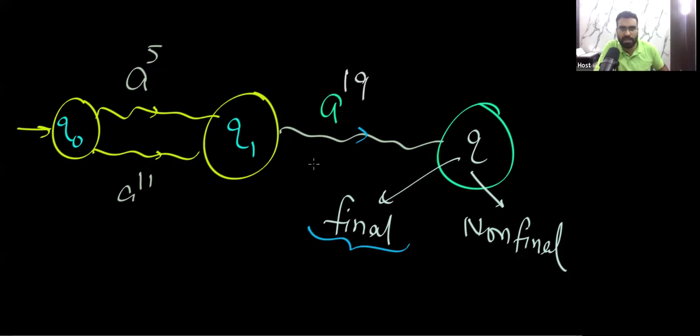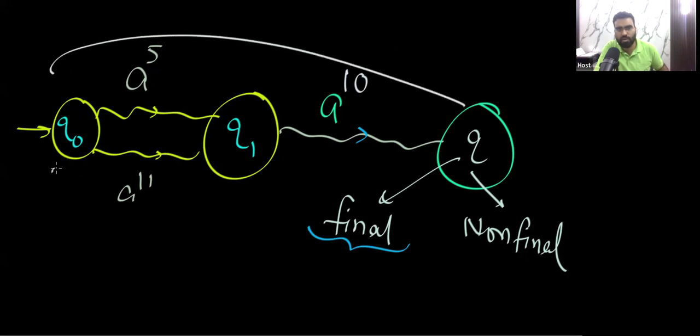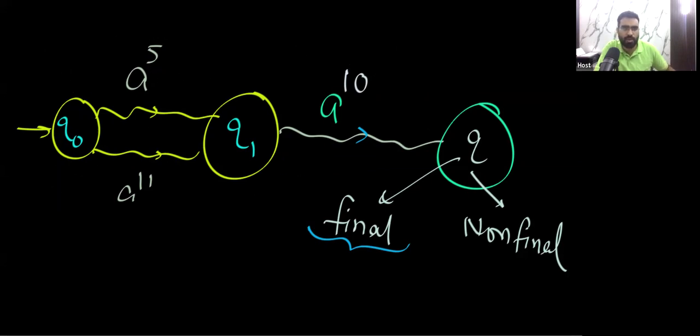Tell me. A power 19. A student is saying a power 19. No, a power 19 will also not work. A power 10. A power 10 will also not work because this is also not prime. This is also not prime.